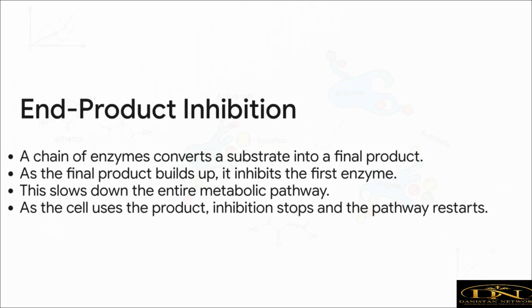You see, as the final product starts to build up, it shuts down its own production line by jamming up that first enzyme. It's the cell's way of saying, okay, we have enough of this stuff, let's not waste any more energy making it. Then, as the cell uses up the product, the inhibitor detaches and the whole assembly line just springs back into action. It's a perfect, self-regulating system.